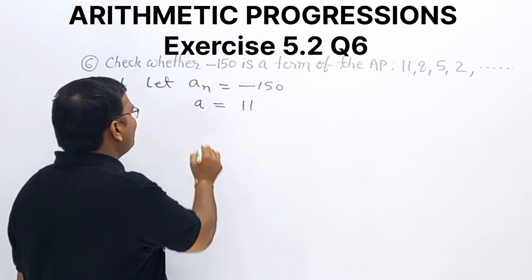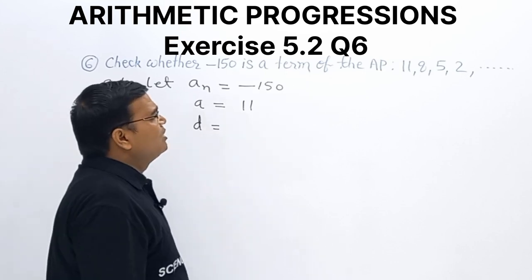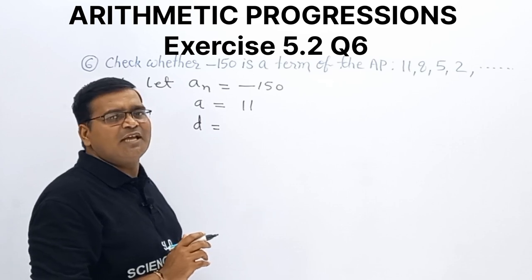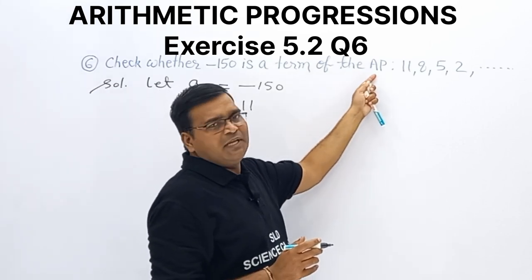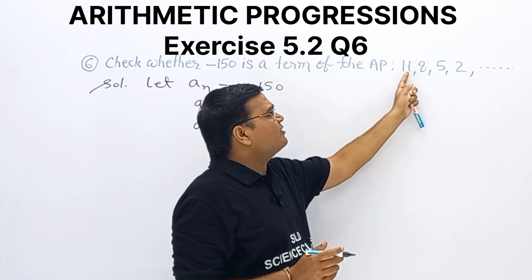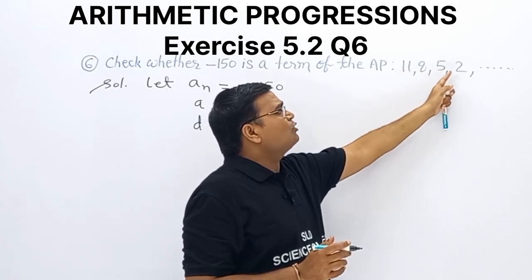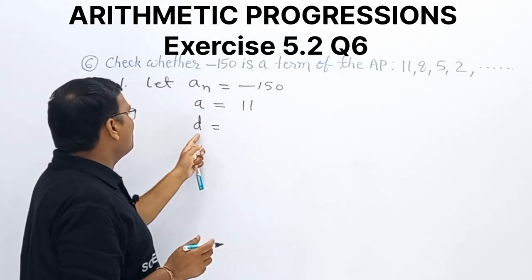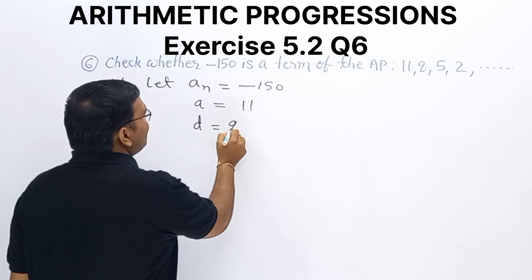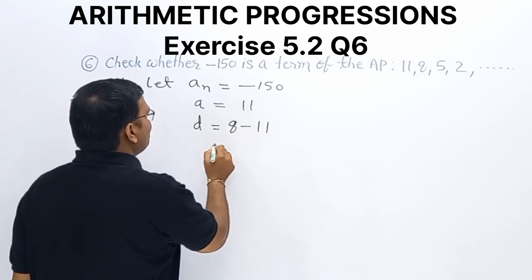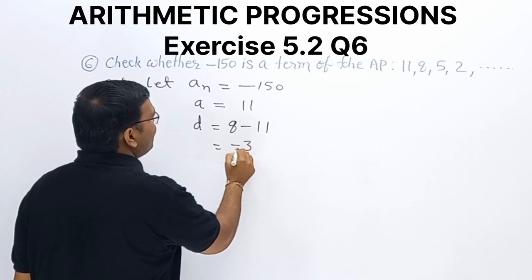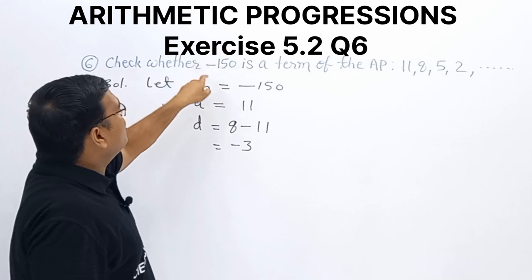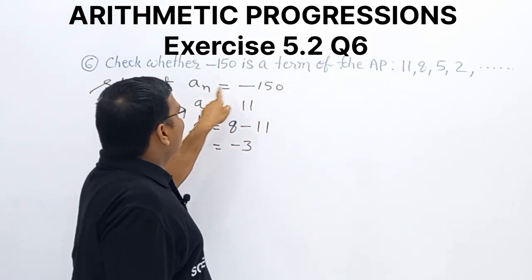Second thing we require is the common difference. Common difference d equals second term minus first term. This is the given AP, so there is no necessity to check whether it is an AP. It means second term minus first term, third term minus second term, fourth term minus third term, we are getting the same number, and that same number is called the common difference. So d equals 8 minus 11, which is minus 3. Clear? And we assumed an equals minus 150.